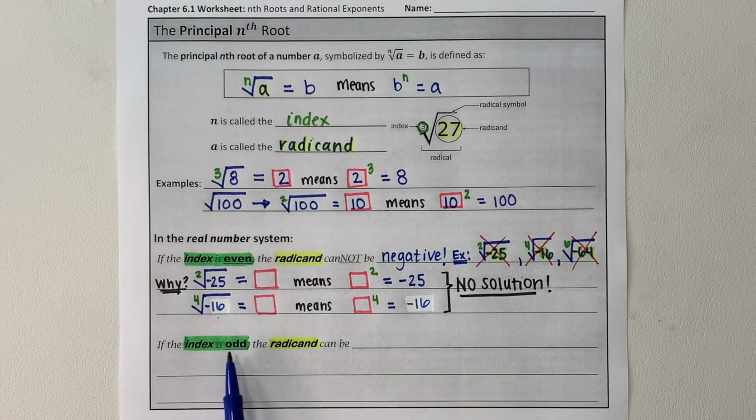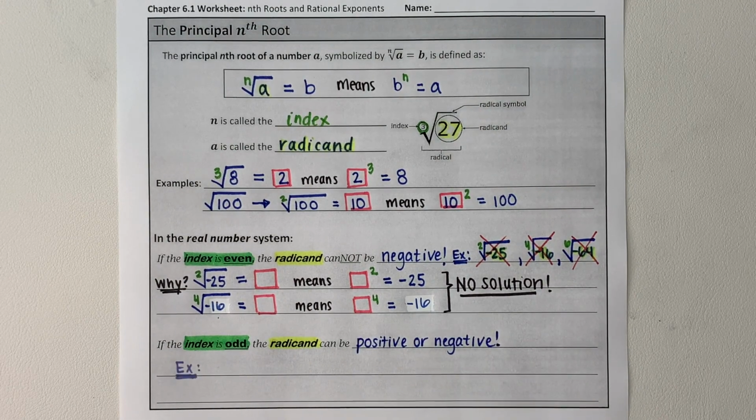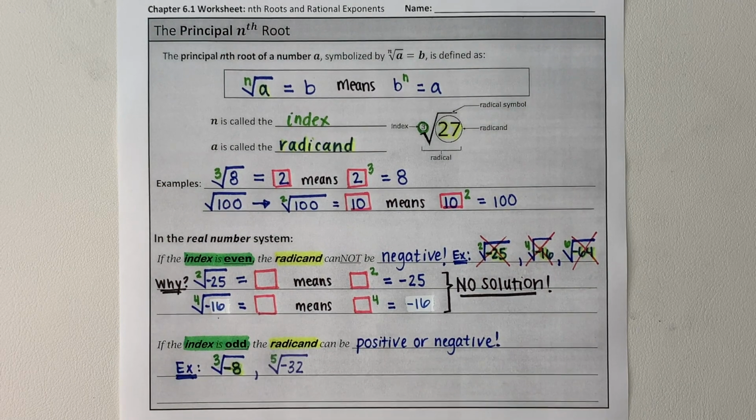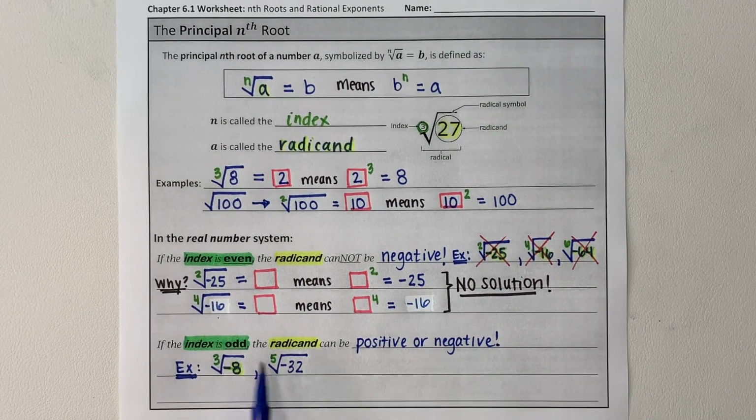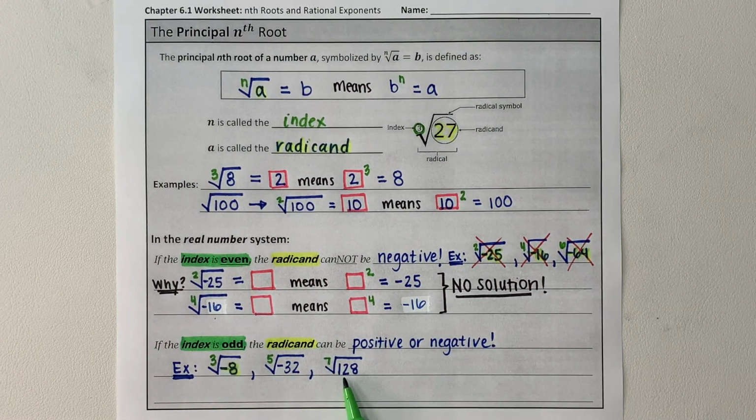Now, we just explored examples where the index was even. What about if the index is odd? If the index is odd, the radicand can be positive or negative. Let's look at some examples. This expression will have a solution. Here's another example where the index is odd and the radicand is negative. This will also have a solution. You could also have an odd index and a positive radicand, and that expression would have a solution. Because when your index is odd, you're allowed to have positive or negative radicands.